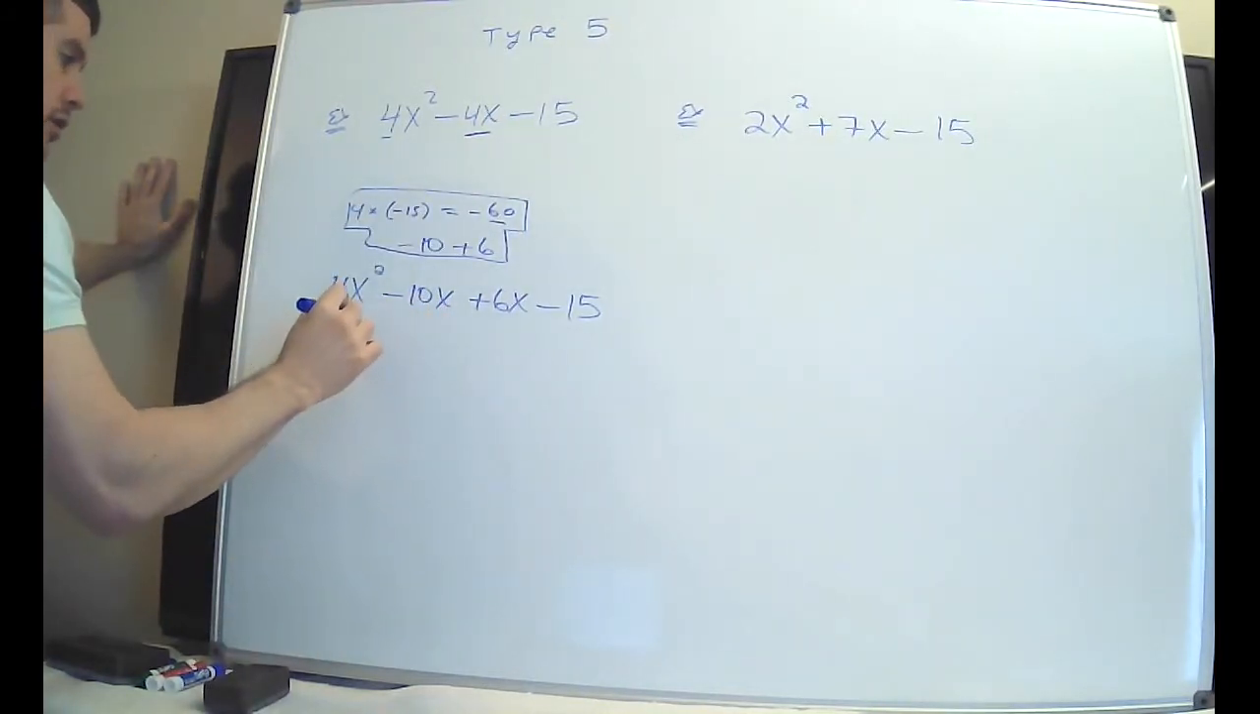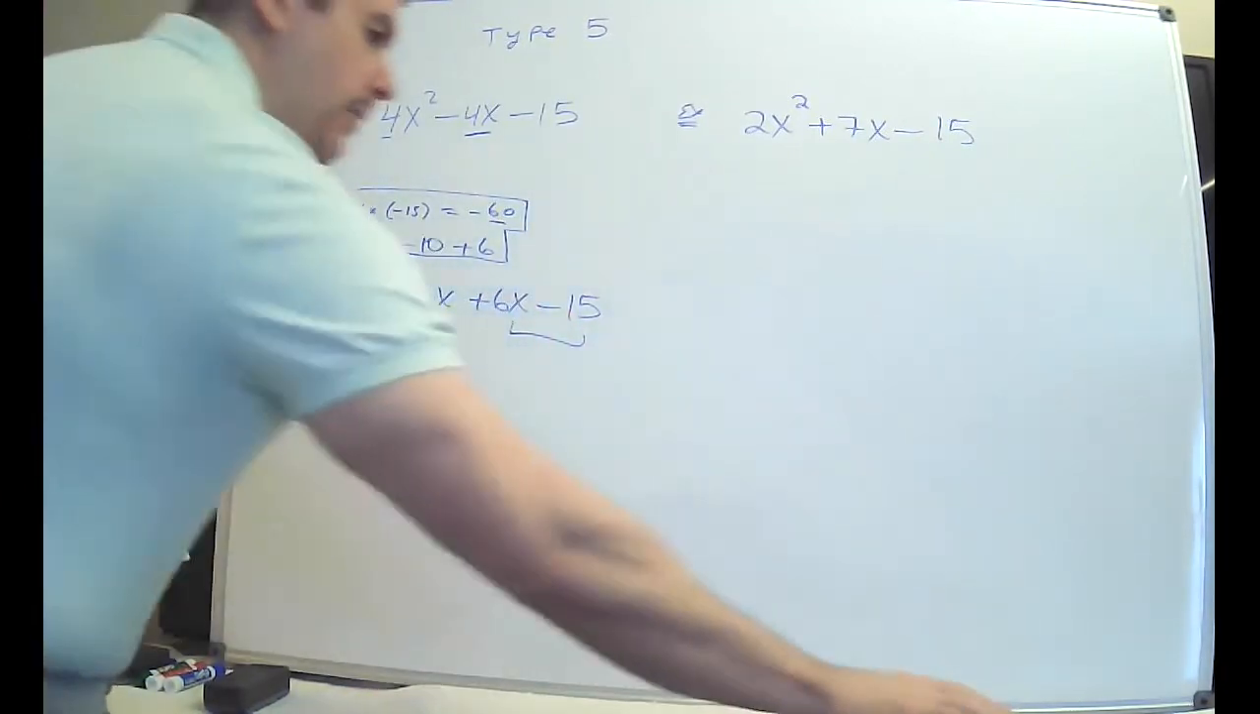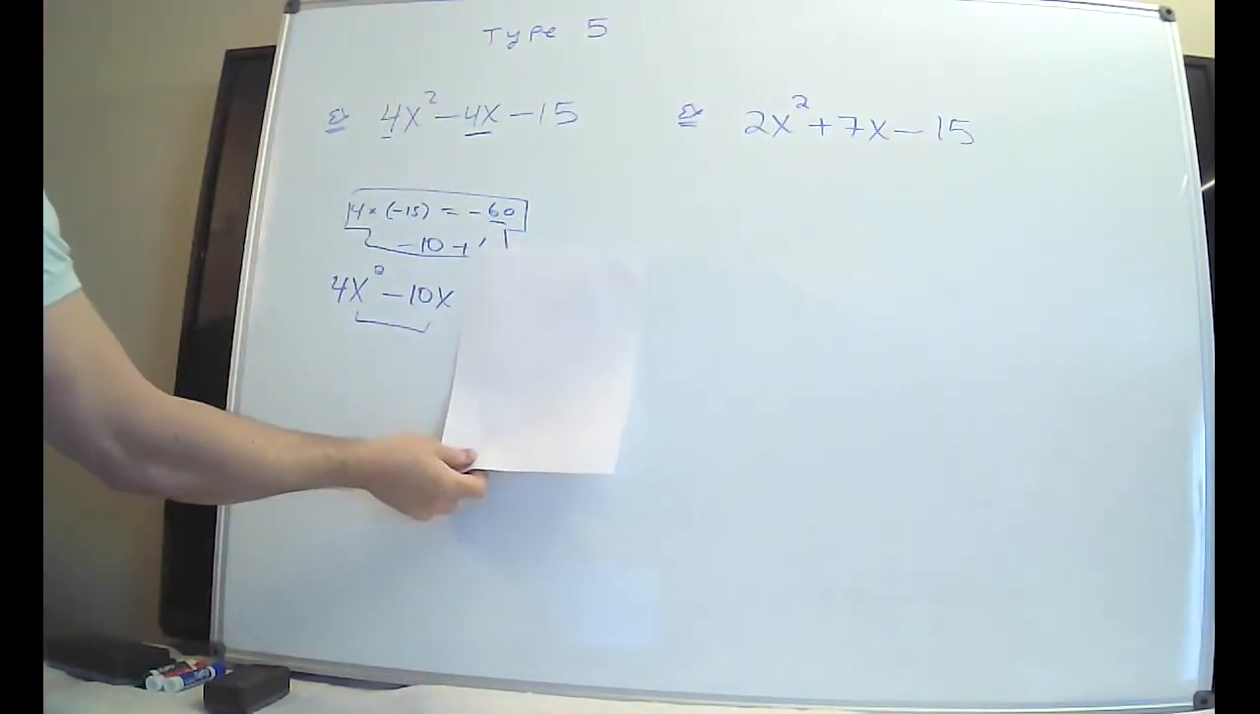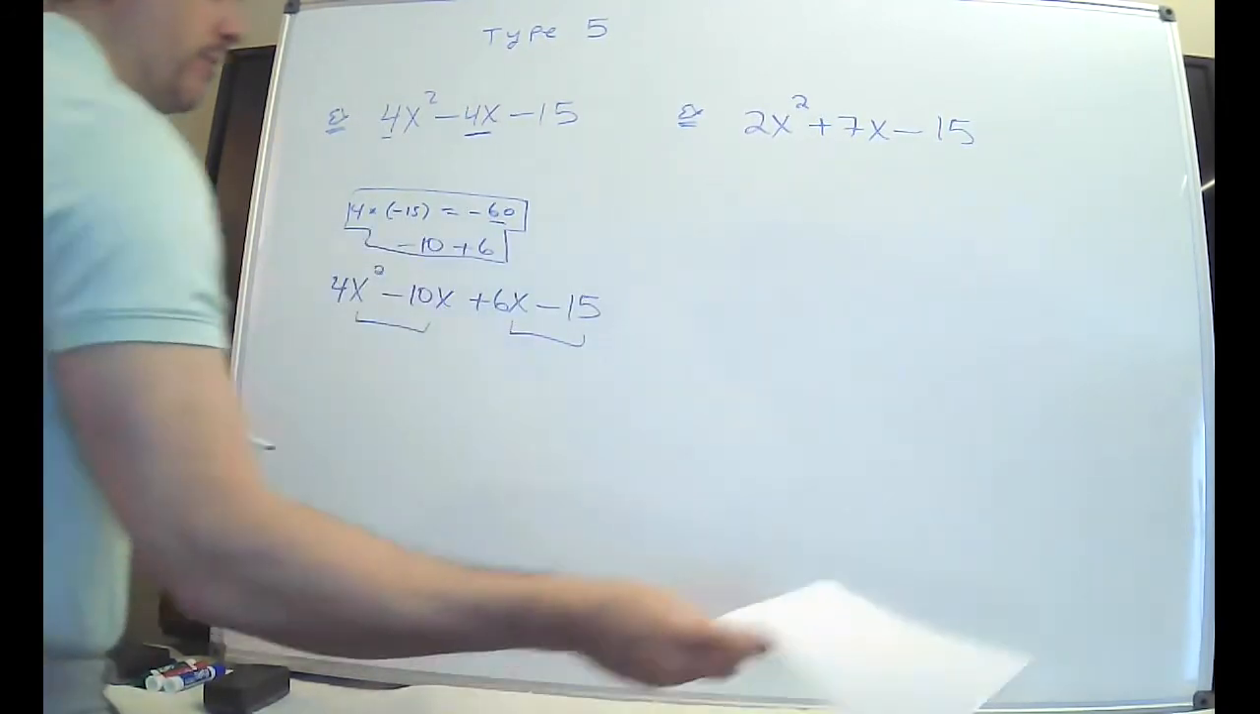Now, all you have to do is take these 2 and take these 2, and figure out what they have in common. You're going to factor the greatest common factor from those 2, and then you're going to factor it from those 2.